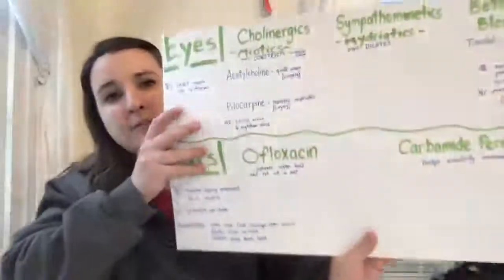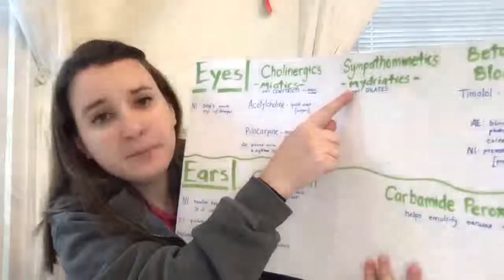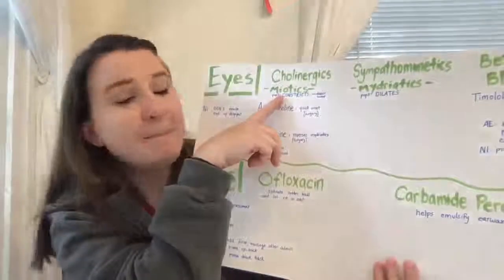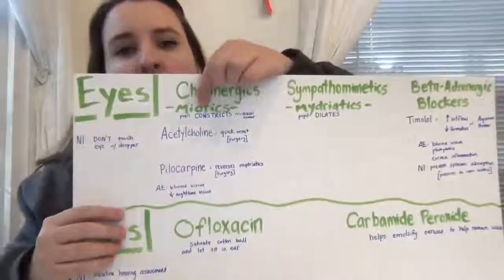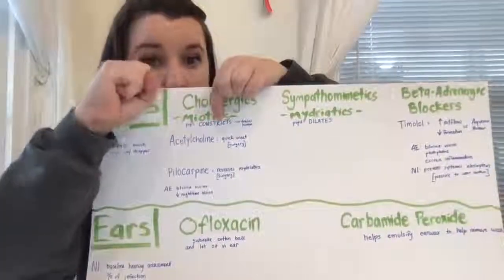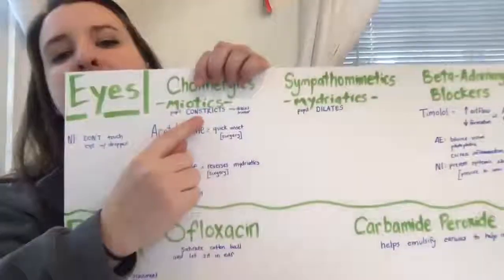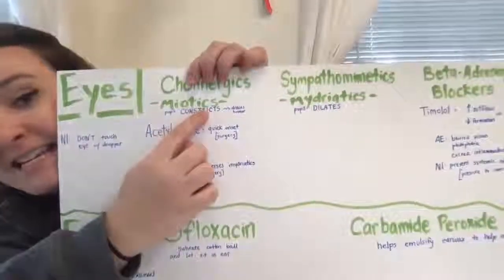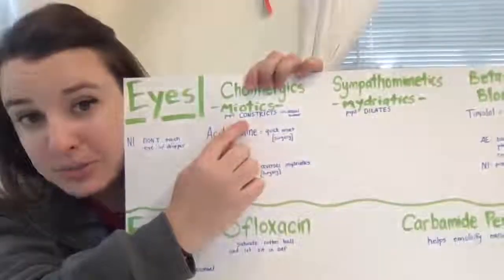Okay, so you have two different categories of drugs. You have cholinergics and sympathomimetics. Cholinergics are miotic drugs and sympathomimetics are mydriatics. So miotic drugs mean that it's going to constrict the pupil. It's going to make the pupil small. Constrict, small. See how miotics has a C and constricts starts with a C? That's how I want you to remember that.